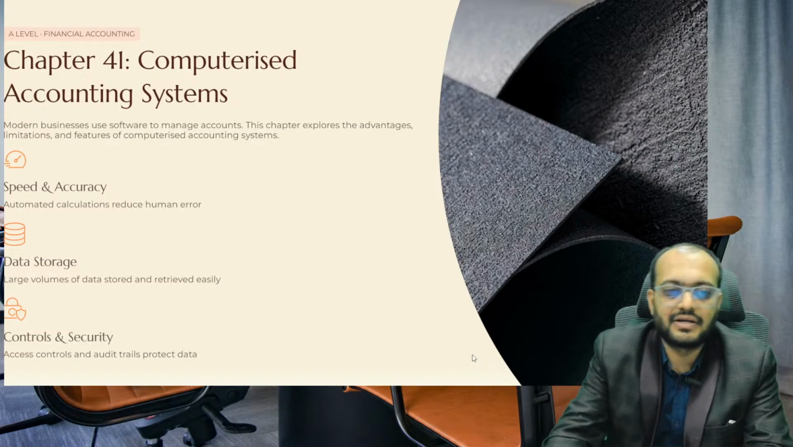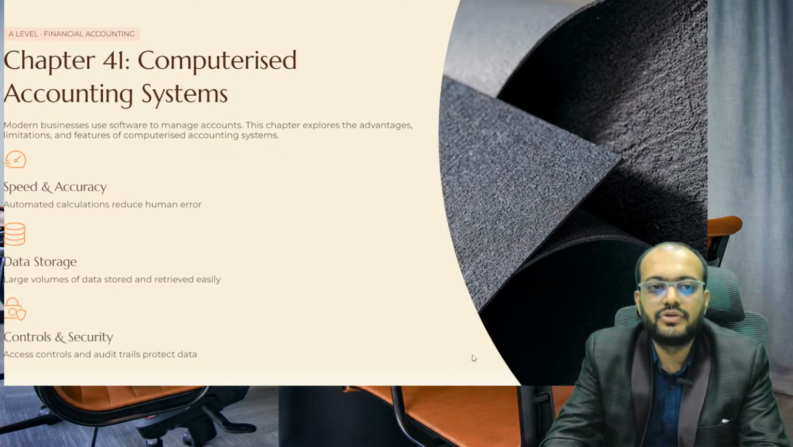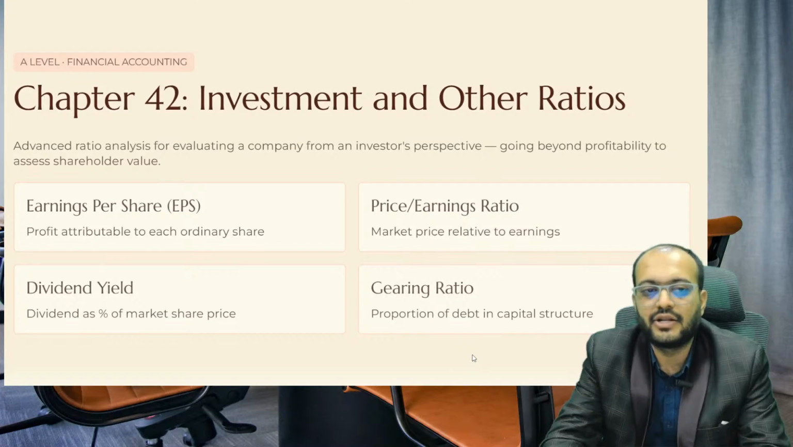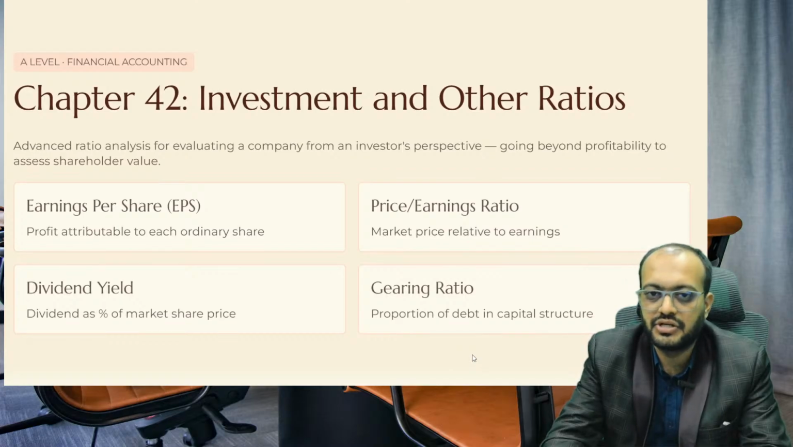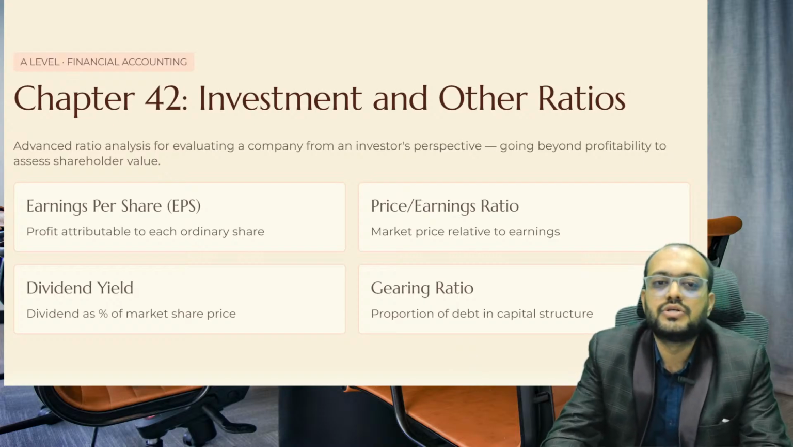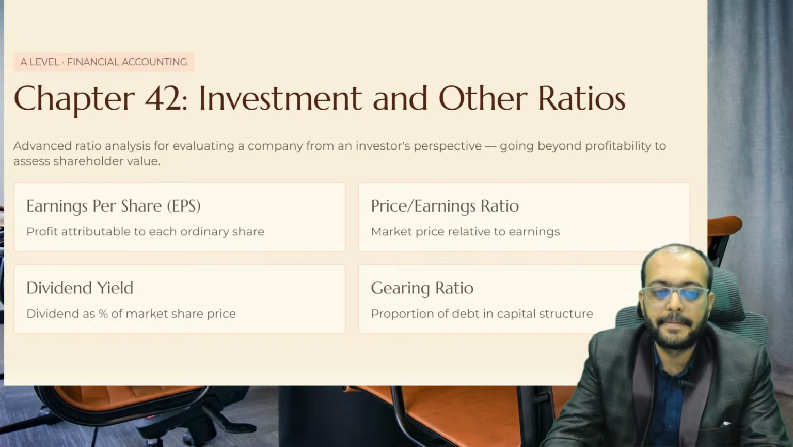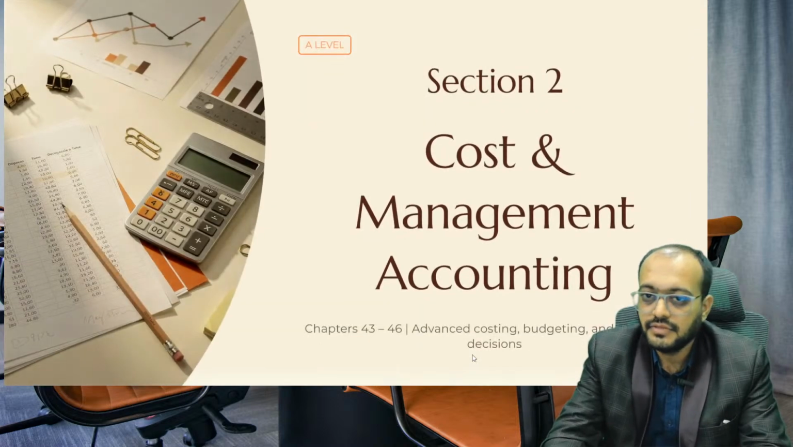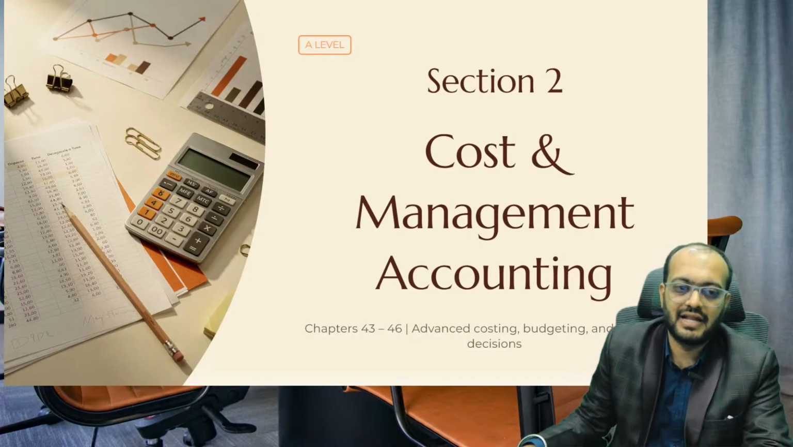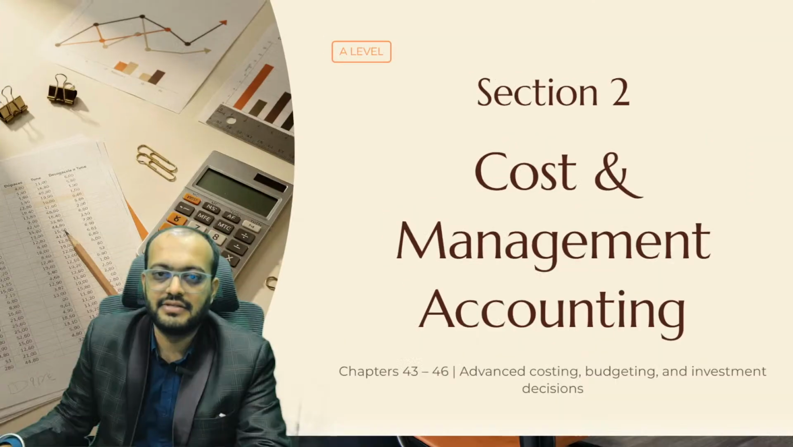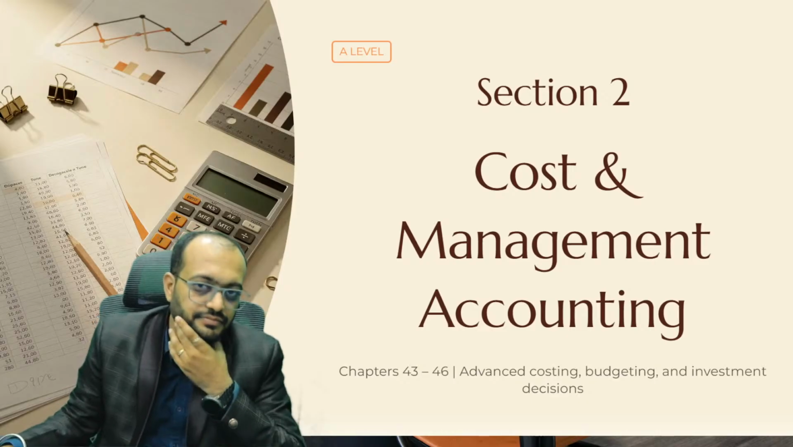So this is computerized accounting system. Next, moving to chapter number 42, investment and other ratios. Basically, we have to understand EPS, that is earnings per share, then price earning ratio, dividend yield ratio, gearing ratio. These are the ratios which are related to financial statements only. Then finally, the last part we are going to deal with is cost and management accounting.